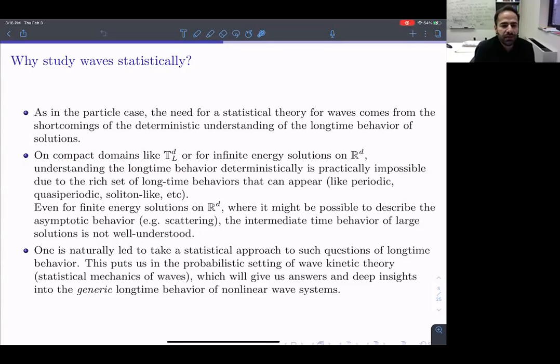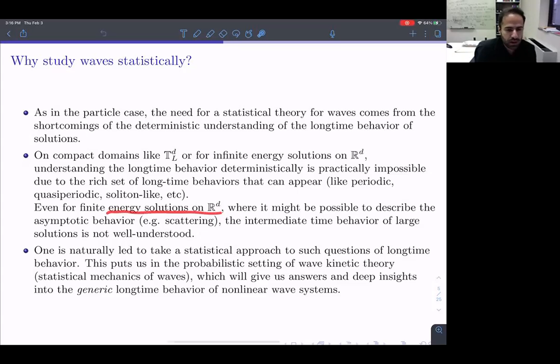We have solutions that are periodic in time, quasi-periodic in time, soliton-like. So there's a zoo of different possible long time behaviors, and it's very hard to say, if you give me initial data, how this initial data behaves at later times. And this is, in a way, even true for finite energy solutions on R^d.